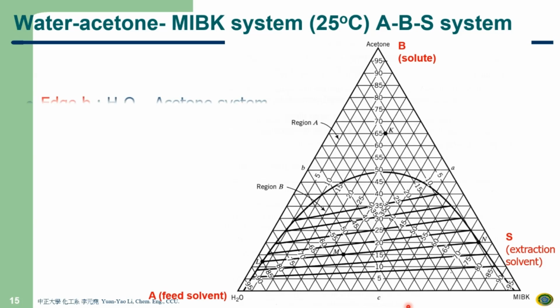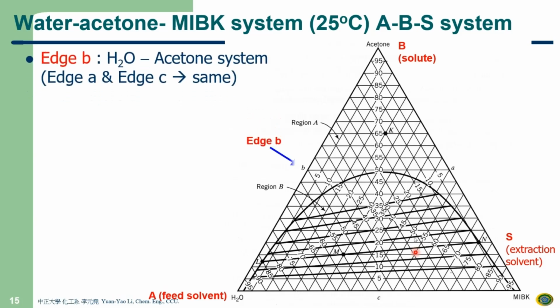If you read this one here, this is what we call HB, which is the water and acetone line. This is HCA, acetone and MIBK. HC is water and MIBK. Don't try to remember this triangle. I will show you this triangle in your final exam, but I want you to know how to read it.